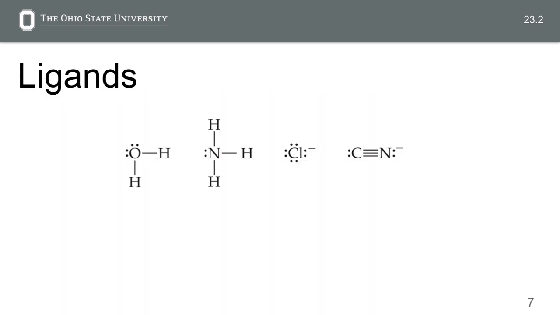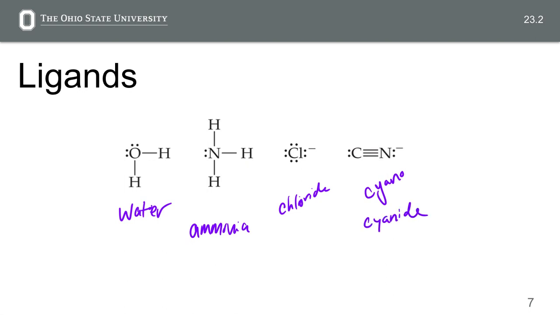We have a number of different ligands, a number that you should be familiar with. Here we have 4. Here's water, ammonia, we have chloride, and then we have our cyano ligand, which is essentially cyanide. Okay, but cyano is the term that you use when you're talking about it in the ligand form. So make sure you're familiar with those. Okay.